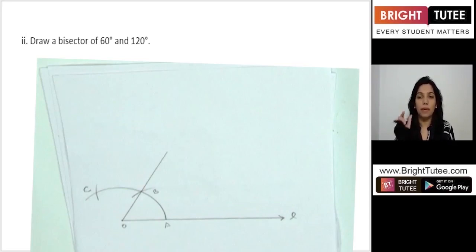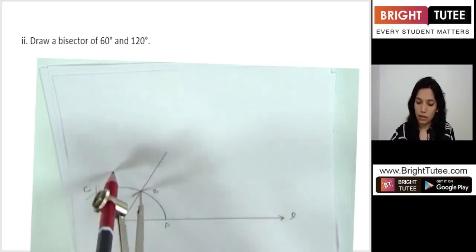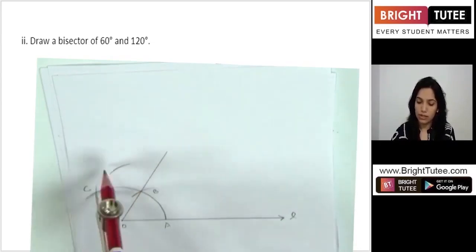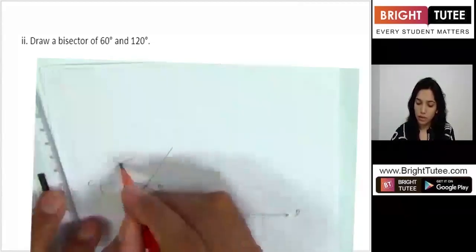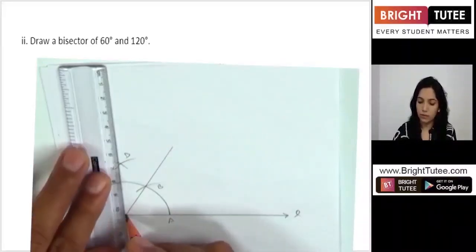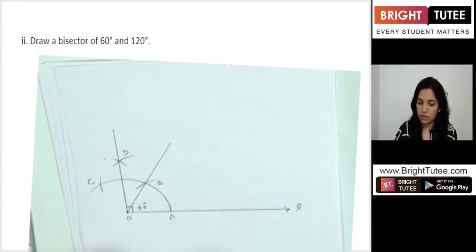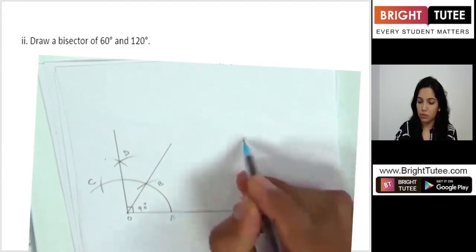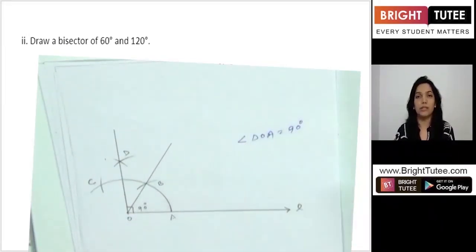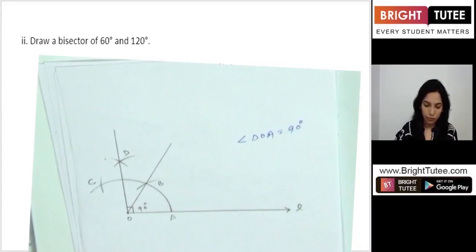So you make the opening of your compass more than half of BC. Keep the pointer at B, make an arc over here. Keep the pointer at C, make an arc over here, and join these two points. Let us say we meet at point D. So we have got angle DOA equal to 90 degrees. Clear and simple, I hope.